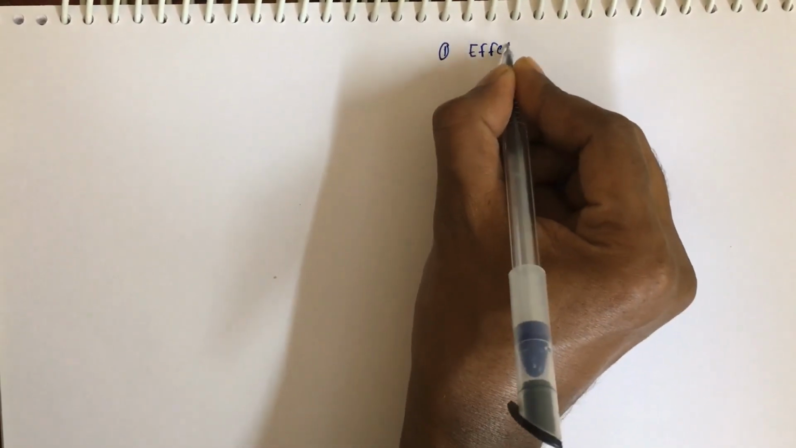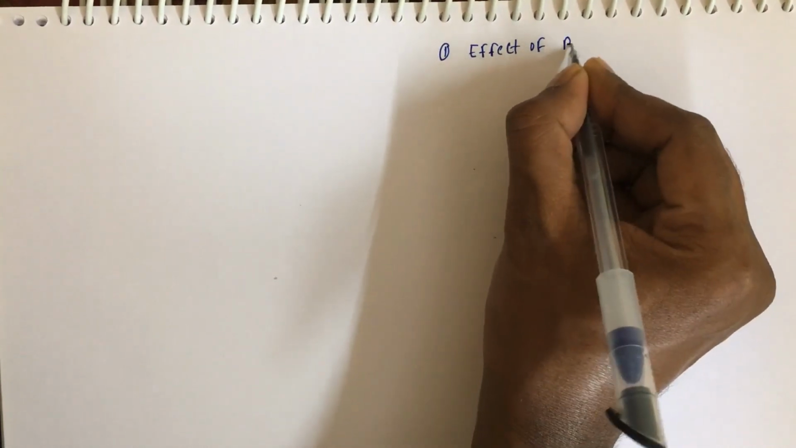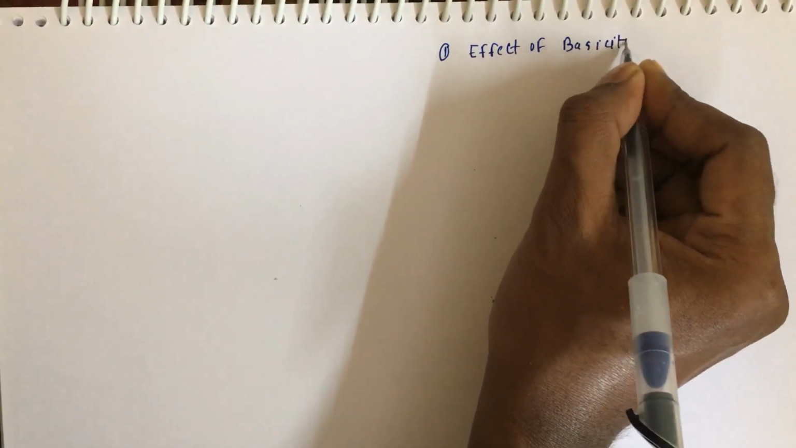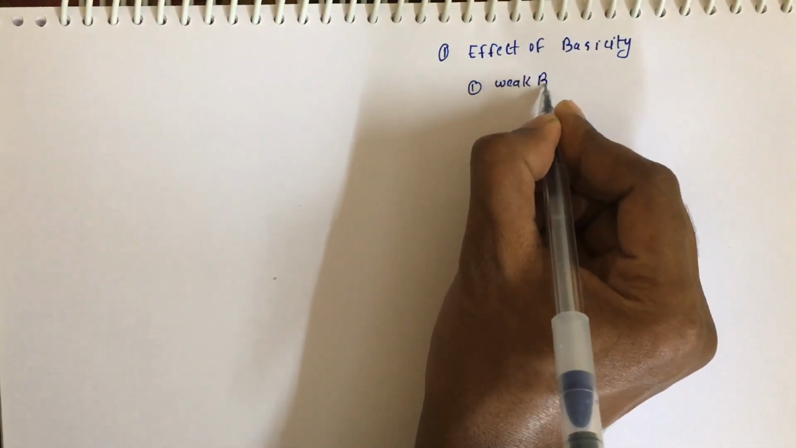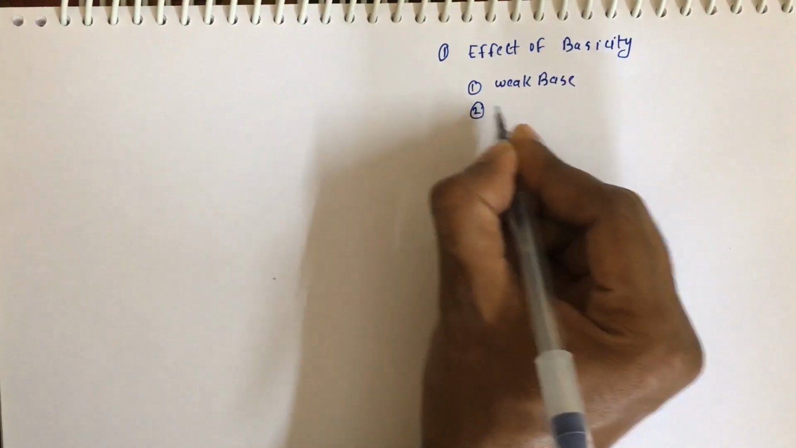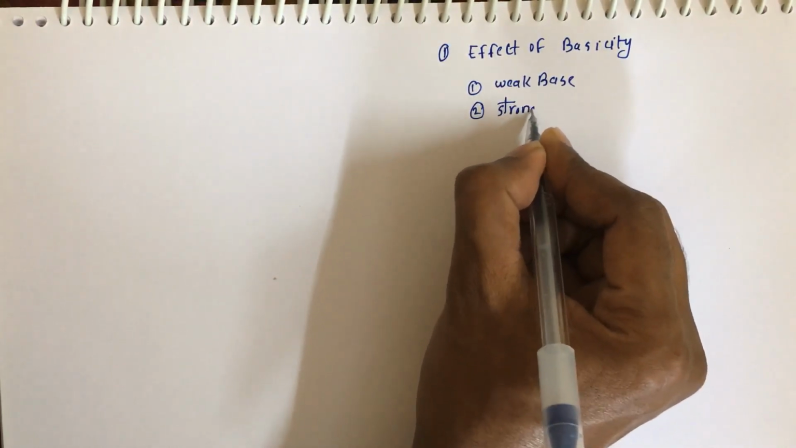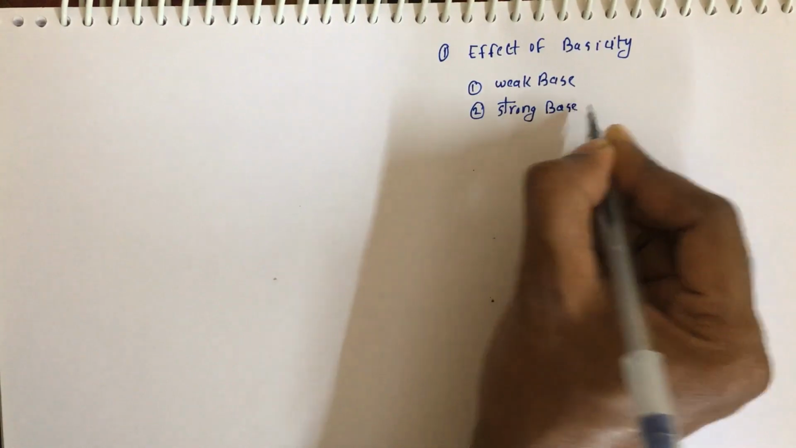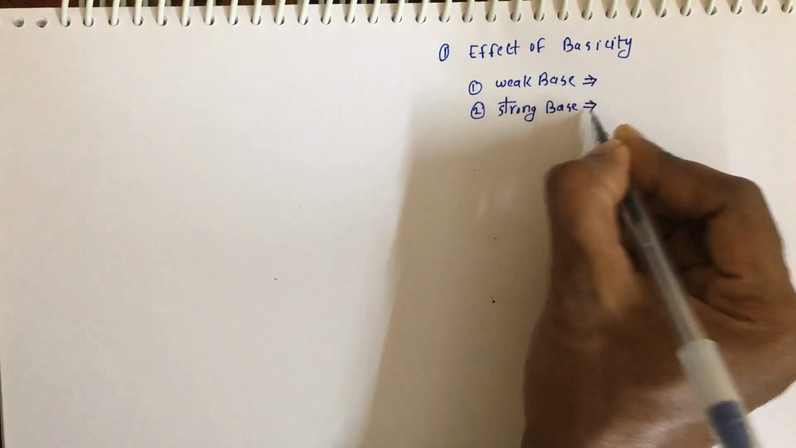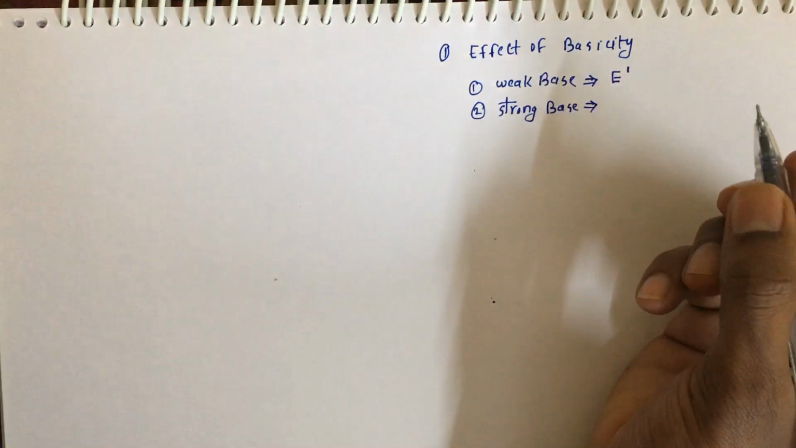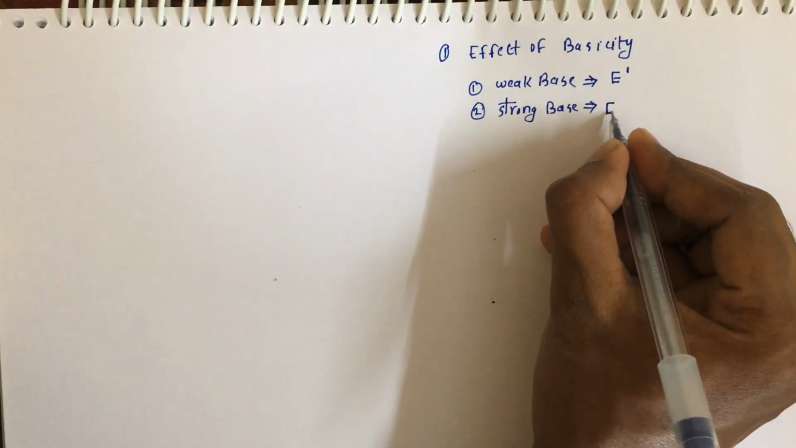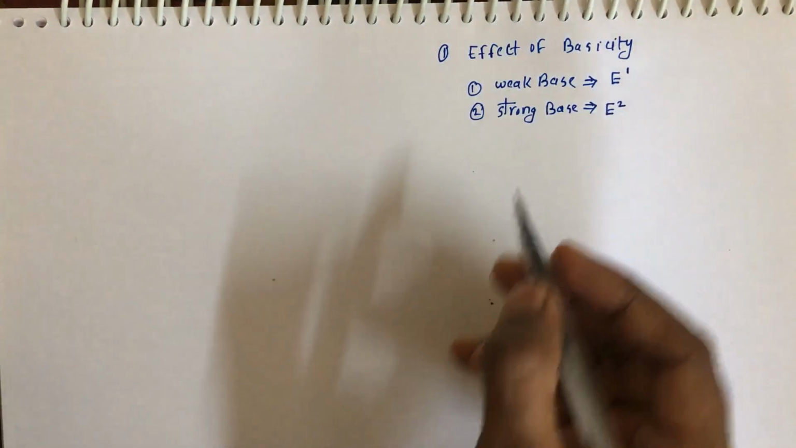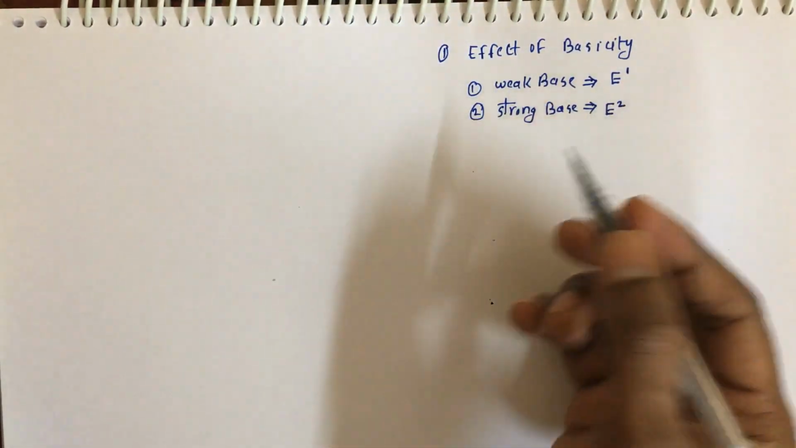The first one is the effect of basicity. First one is a weak base, second one is a strong base. When we take a weak base, E1 elimination is preferable. Under a strong base, E2 elimination is preferable. Why E1 for weak base and E2 for strong base?